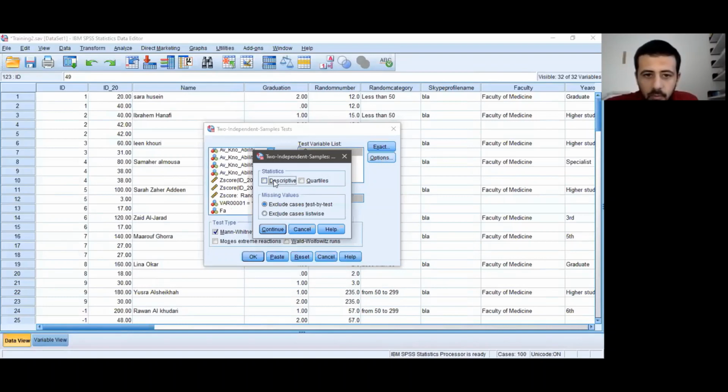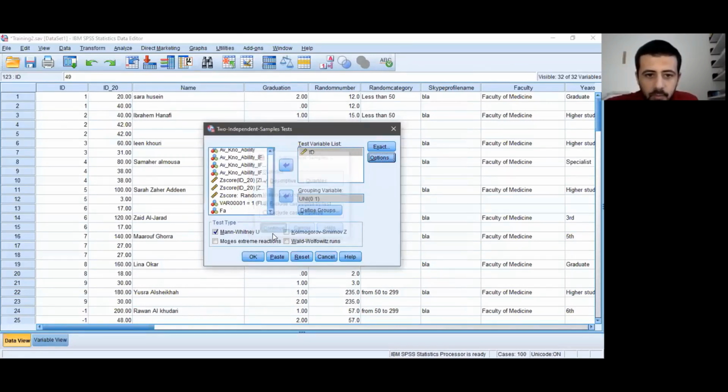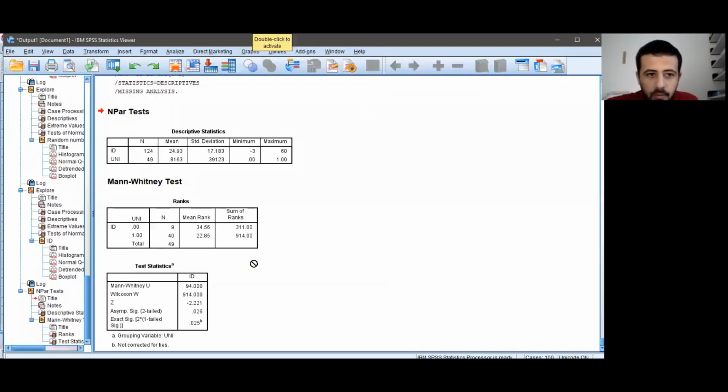Options. Descriptives, continue, and here we go. We have the number of data that has ID and the number of data that has uni. For uni 0, we have the number of 9. For uni 1, we have the number of 40. And we have the Z value in here and the significance in here. It is actually significant, so the ID is different.